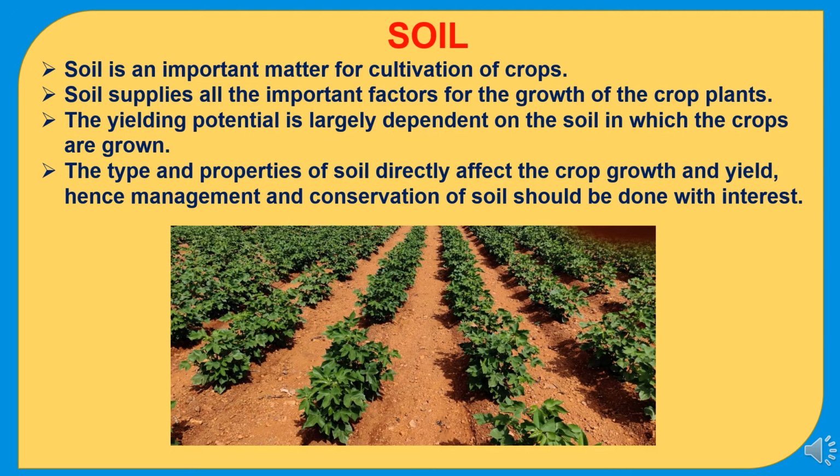Soil is an important matter for cultivation of crops. This is the primary requirement. Soil supplies all the important factors for the growth of crop plants. The yielding potential is largely dependent on the soil in which the crops are grown, and it is based on the fertility status of the soil. The type and properties of soil directly affect the crop growth and yield. Hence, management and conservation of soil should be done with interest.